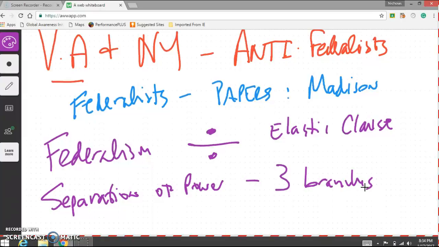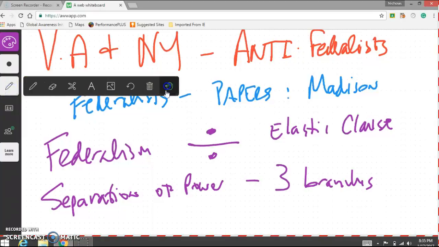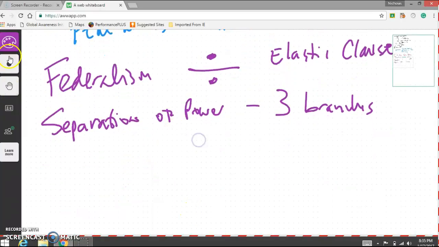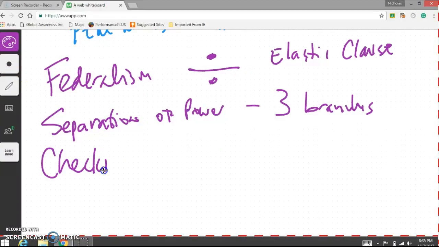So if the states had a problem, like I said, with what the legislature did, there was a court there to answer questions from the states. Madison also brought up in these papers that there was also a system of checks and balances. And in the system of checks and balances, each branch of government had some power over the other.